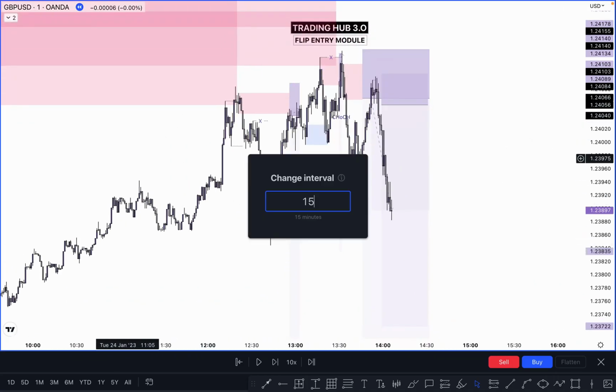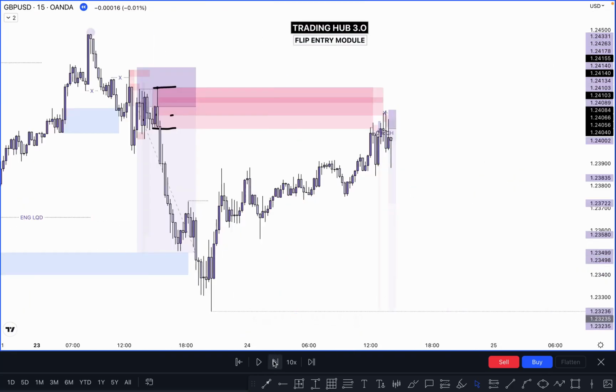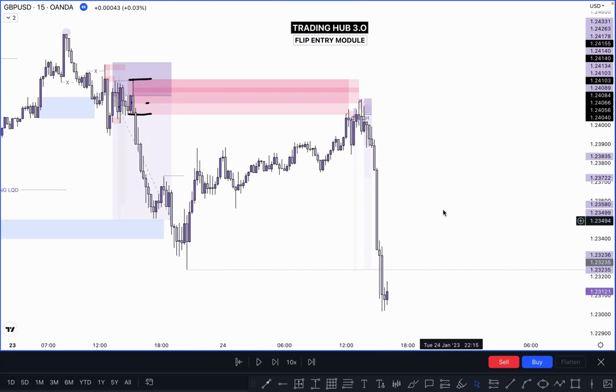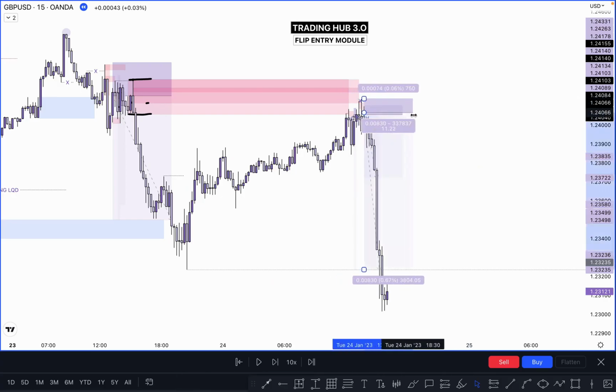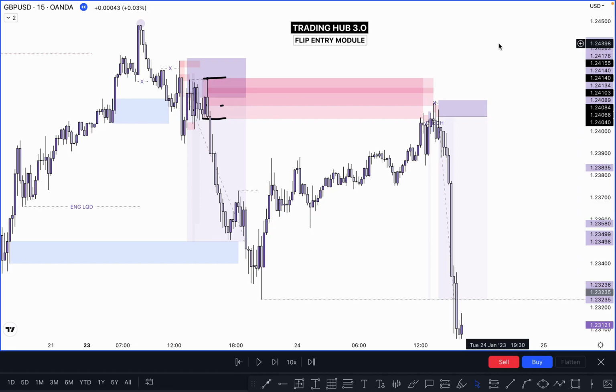Now I'm going to switch again to the 15-minute time frame to see exactly what is happening here. All right, so finally market hit our target point, and this one is our first entry. This is our 11 hour, and the next entry is missed here, and the next entry is missed here. So this one is all about the flip entry model.